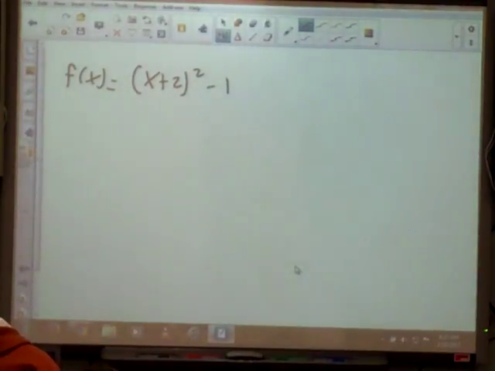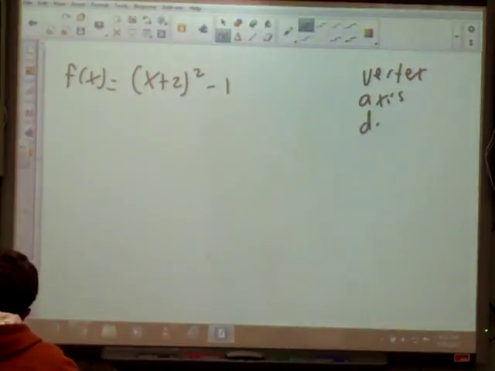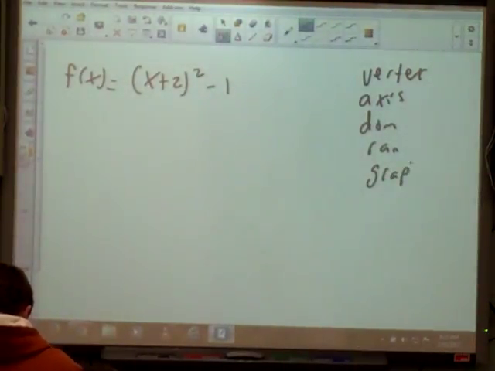Alright, we got f of x. F of x is equal to (x plus 2) squared minus 1. You're going to tell the vertex again, same stuff, the axis of symmetry, the domain, the range, and you're going to graph it. First, we're going to have negative 2, negative 1.